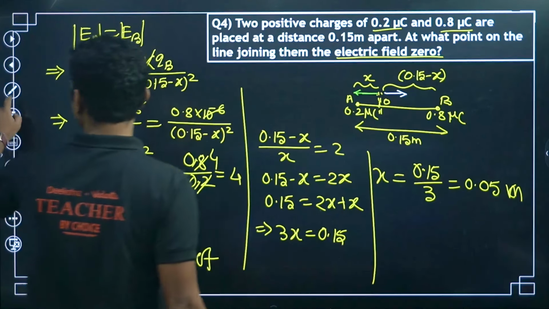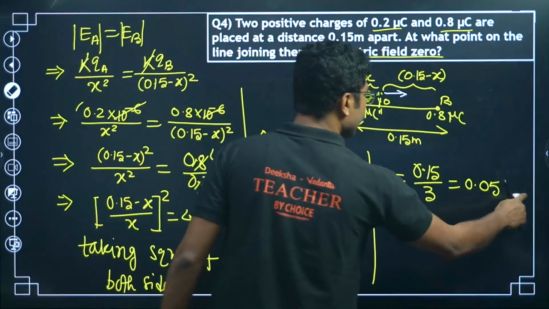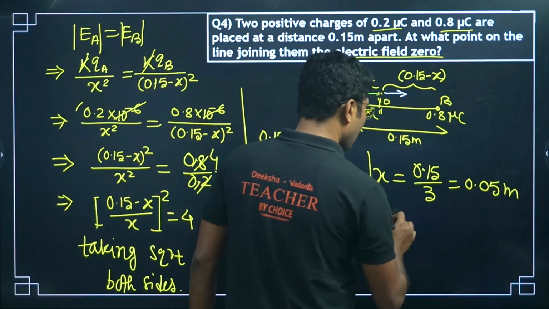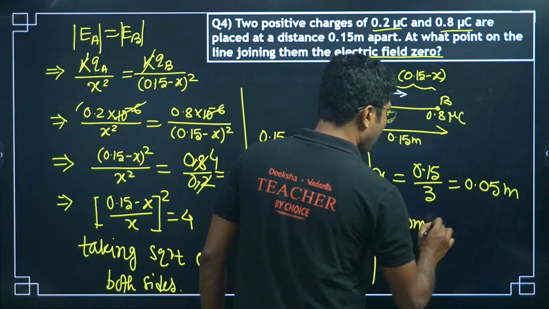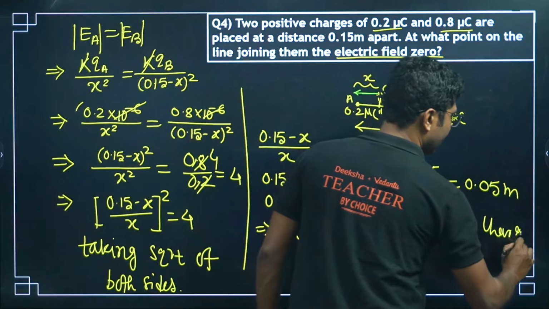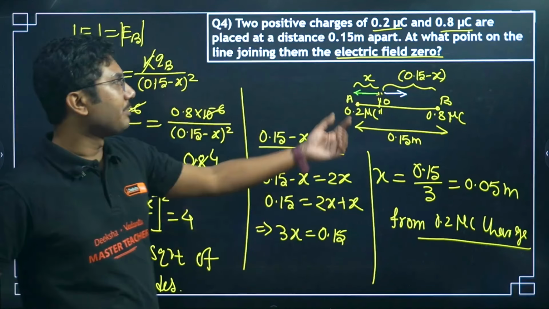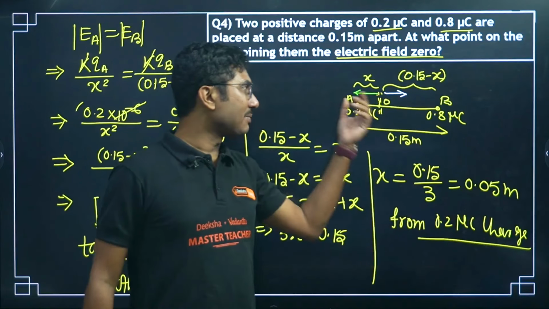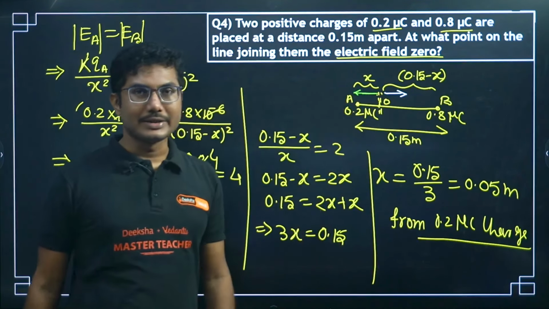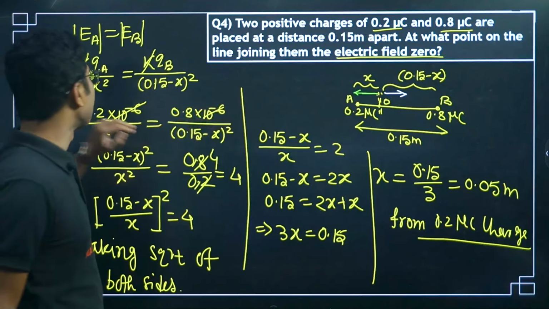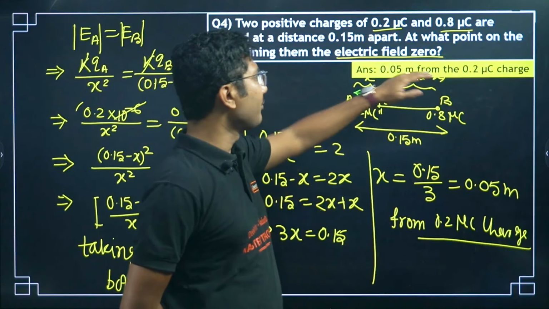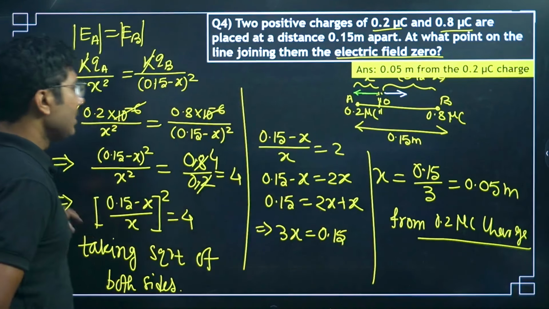And the distance is measured from the smaller charge. So you can mention that 0.05 meter from the 0.2 microcoulomb charge. This is very, very important as well. Because there are 2 charges, this distance can be measured from A as well as B. So you have to mention from where you are taking this distance. In this case we have taken it from the smaller charge. So the answer is 0.05 meter from the 0.2 microcoulomb charge.